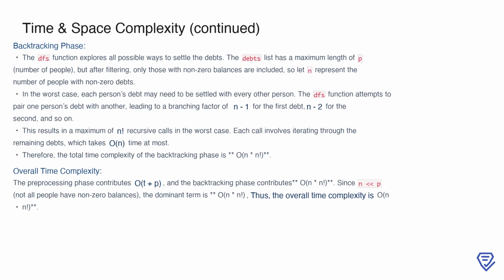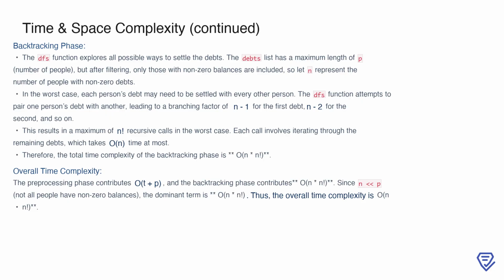In the backtracking phase, the DFS function explores all potential ways to settle the debts. The length of the debts list is determined by the number of people with non-zero balances, which is denoted as n. For each step, the function attempts to pair the current debt with the remaining ones. In the worst case, the first debt could be paired with n-1 options, the second with n-2, and so on, leading to a branching factor that results in at most n! recursive calls. Each of these calls might involve iterating over the remaining debts, which takes up to n time. As a result, the backtracking phase has a time complexity of O(n * n!).